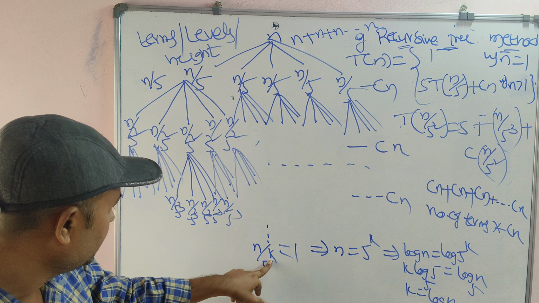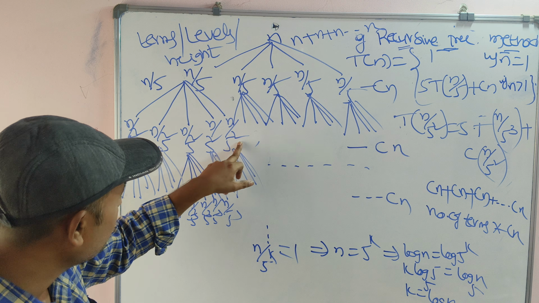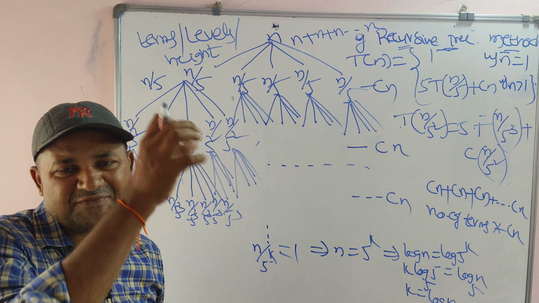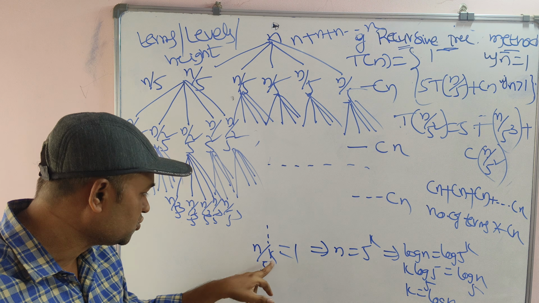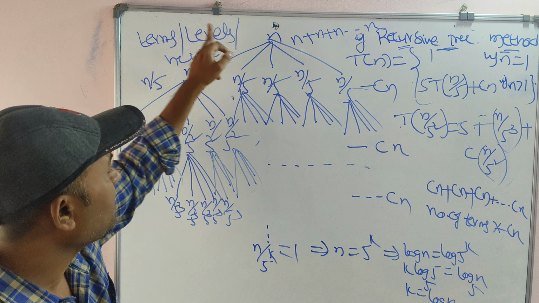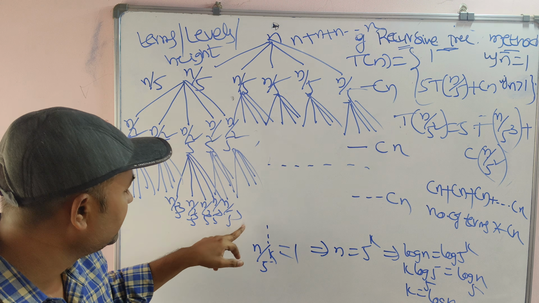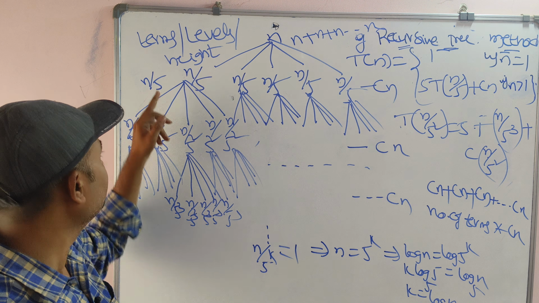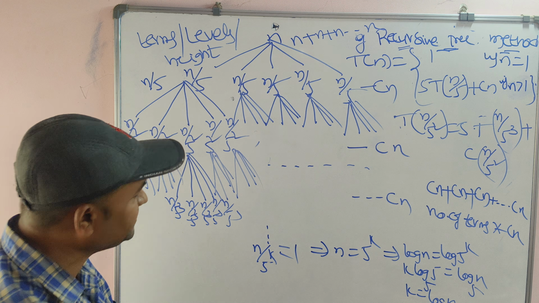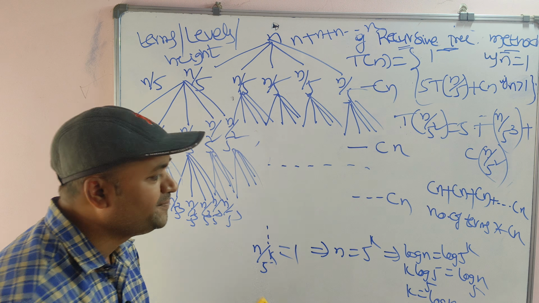So what is the height of this tree? This k. Why? Because here we have n by 5 power 3, next n by 5 power 2, 5 power 1, 5 power 0. That value is nothing but height. So this k is the number of terms or number of levels: 0th level, first level, second level, the last level is the kth level. So the number of terms, levels or height is the k value. What is k? Log n base 5.